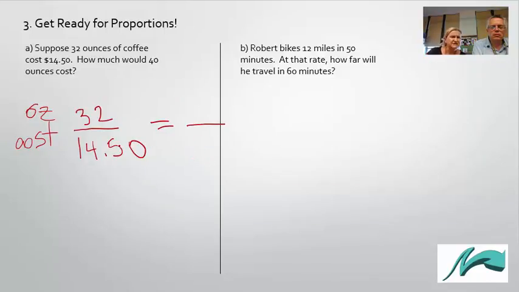Make sure you're consistent. If I put ounces on the top, I'm going to continue with ounces on the top. So it asks me, how much would 40 ounces cost? So I have 40 ounces on the top, and the cost is unknown, so I will represent it with X.